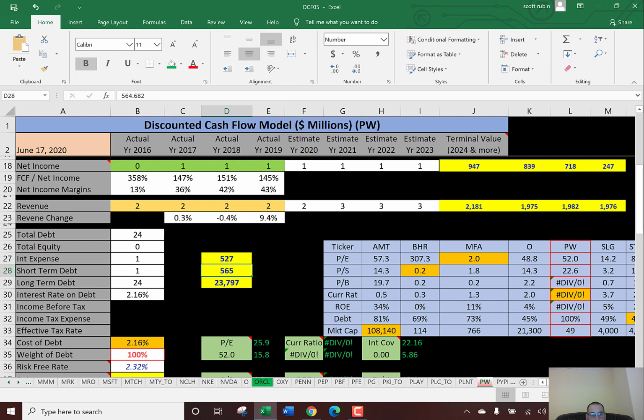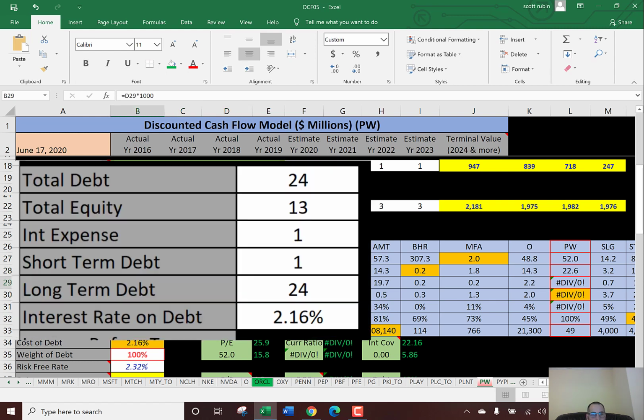So they pay 2.16% interest on the debt. That's a pretty good rate. And REITs do not pay taxes, so the cost of debt is 2.16%.